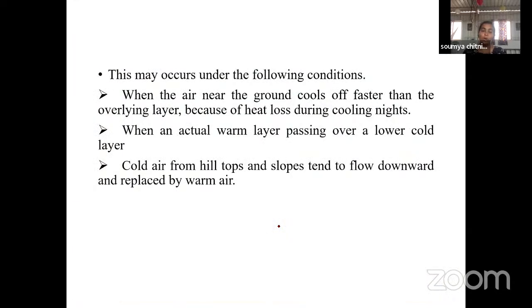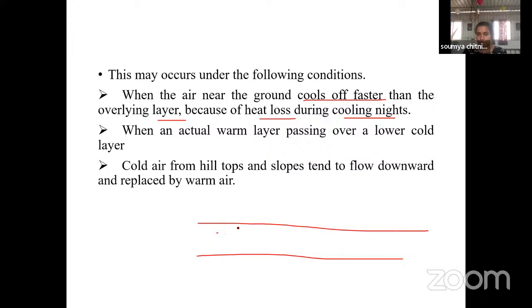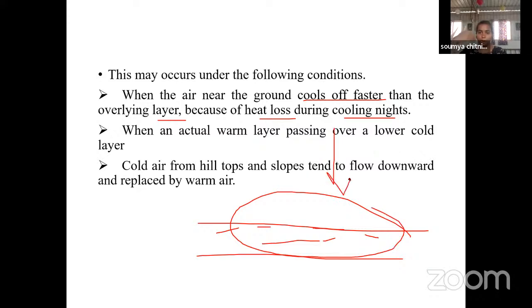So why does temperature inversion usually happen? When the air near the ground cools off faster than the overlying areas because of heat loss during cooling nights. During nights, say for example this is the ground and this is the air near the earth's surface, this air mass cools faster than the overlying layers above. Because of the faster cooling of this layer, we can find temperature inversion.